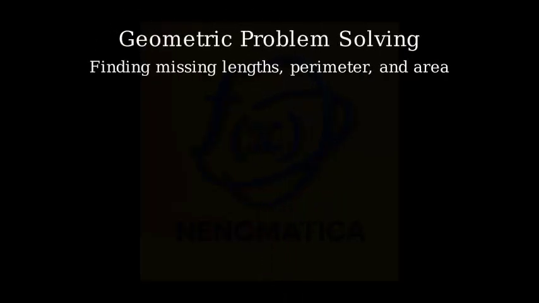Today, we'll be solving a geometric problem involving a composite shape with various measurements in terms of x and y. Let's look at our problem. We have a composite shape that consists of a rectangle with a right triangle attached to it. Various sides are labeled with expressions involving x and y.